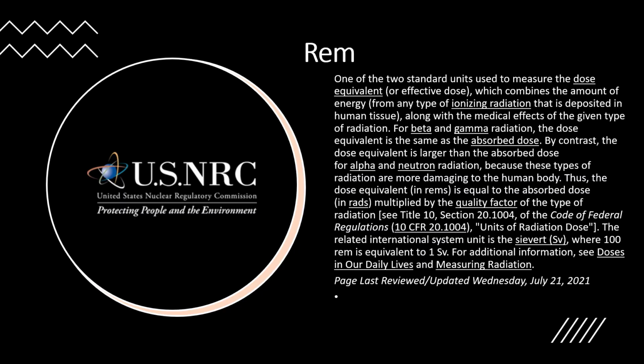The Rem is one of the 2 standard units used to measure the effective dose, which combines the amount of energy from any type of ionizing radiation that is deposited in tissue, along with the medical effects of any given type of radiation. For beta and gamma radiation, the dose equivalent is the same as the absorbed dose.